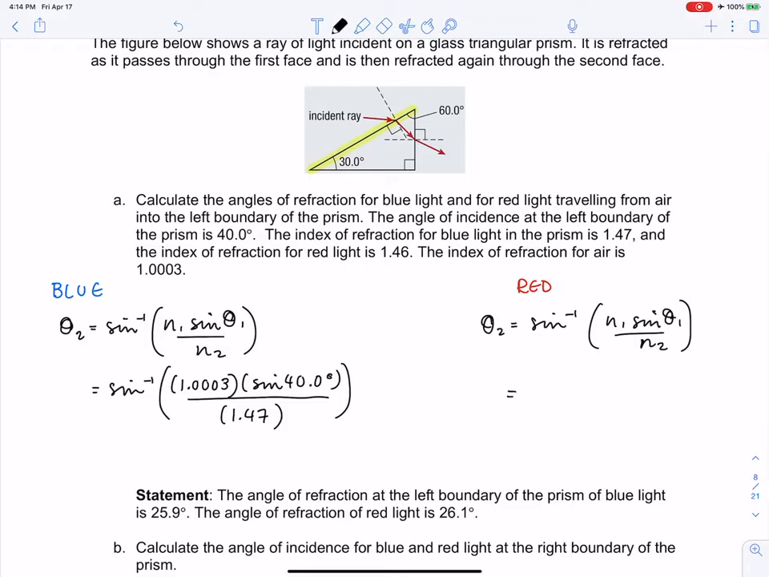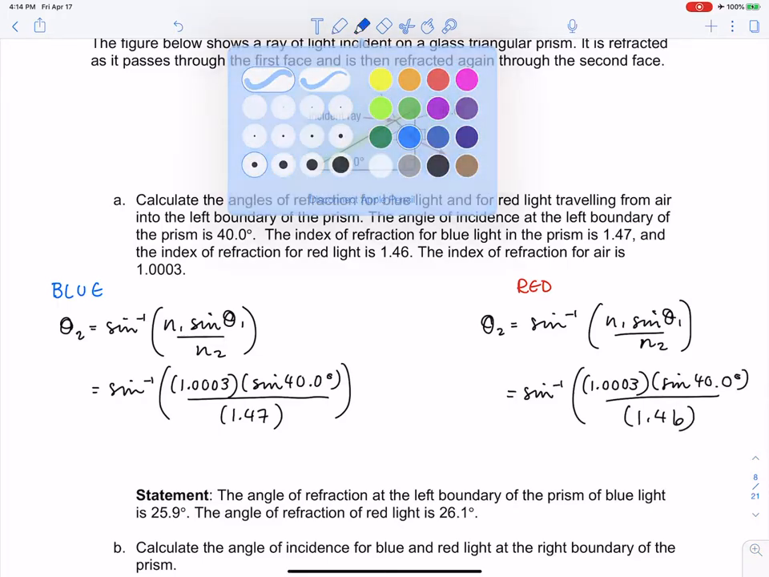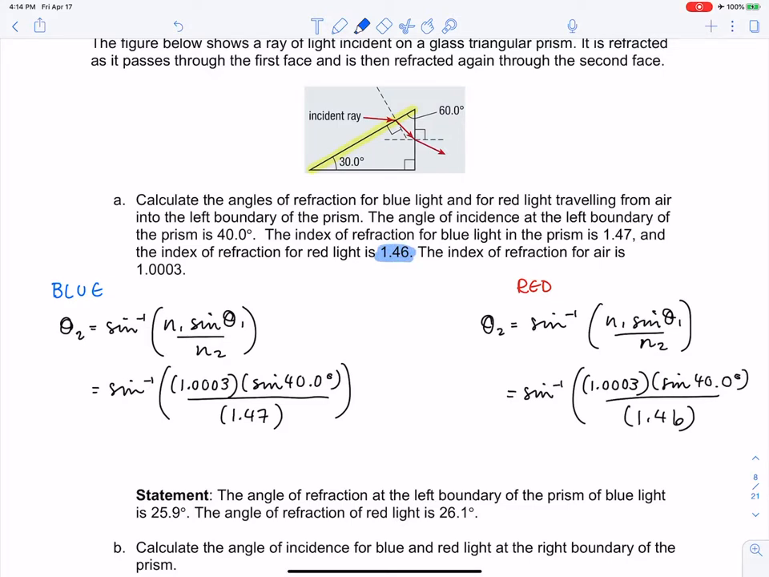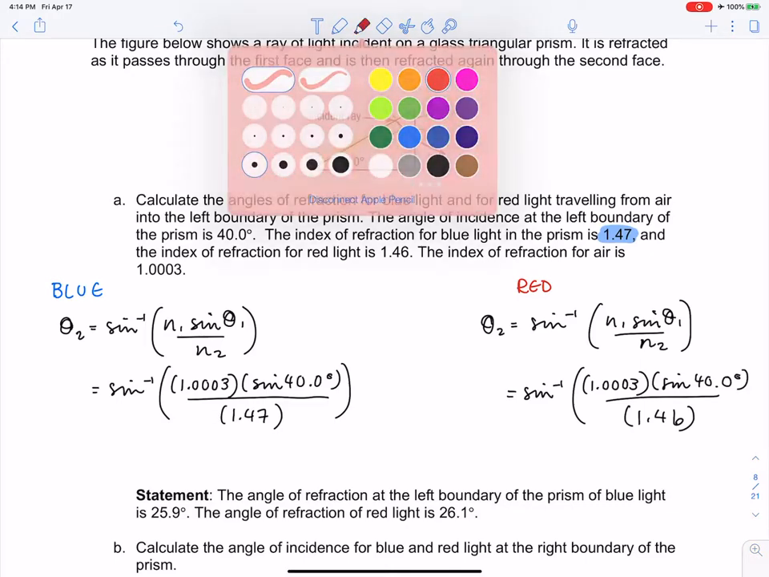We're going to do the same for red light. Only one difference here. The index of refraction for medium number 1, which is air, is 1.003, and the angle of incidence is also 40 degrees. But the index of refraction for red light in this glass prism is not 1.47. Instead, it's 1.46. So they told us that the index of refraction for blue light is 1.46. Apologize, got that wrong. 1.47 for blue light and 1.46 for red light.